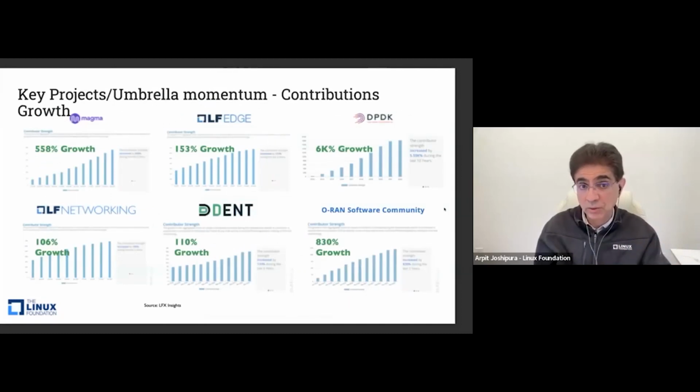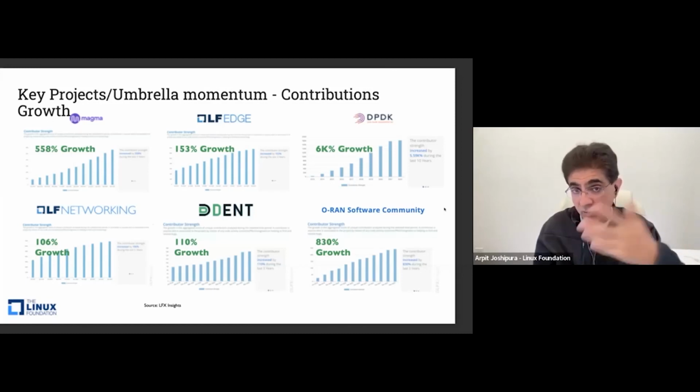Okay, talking about growth: DPDK, 10 years, 6K% growth on developers. It's one of the oldest projects, right? You can see LF Networking, 100% growth there. You can get these stats right from the LFX Insight tool that we have. But the point is, the community is growing, the developers are learning.